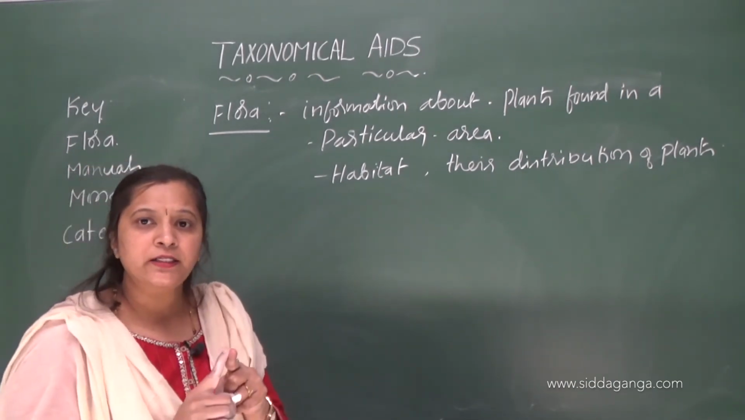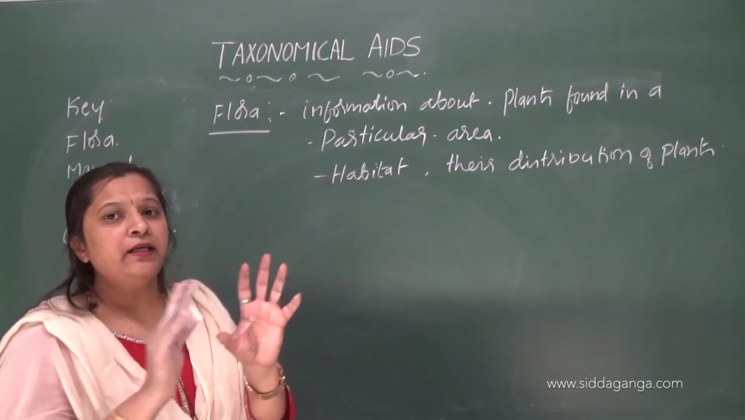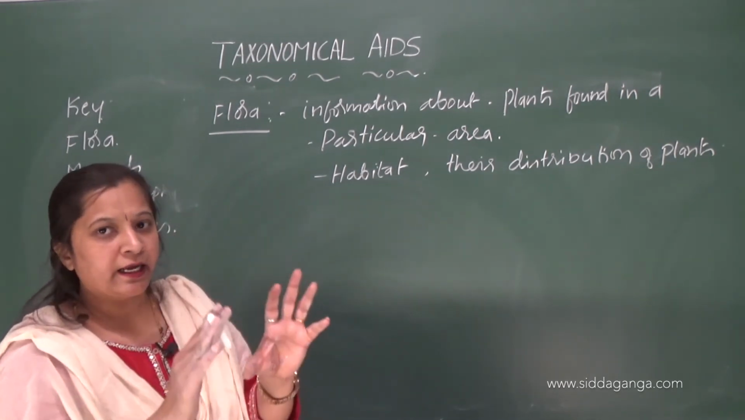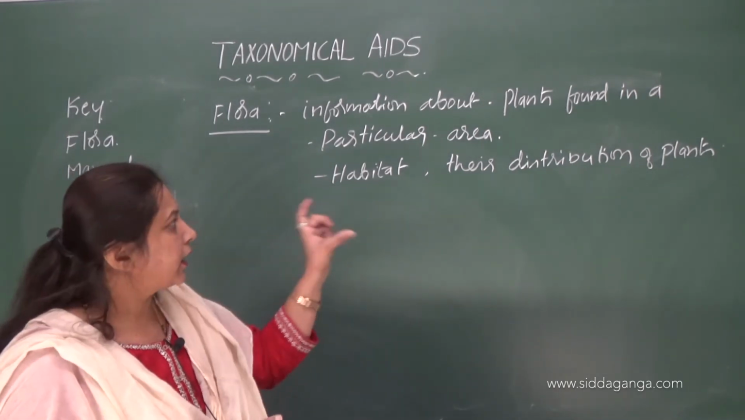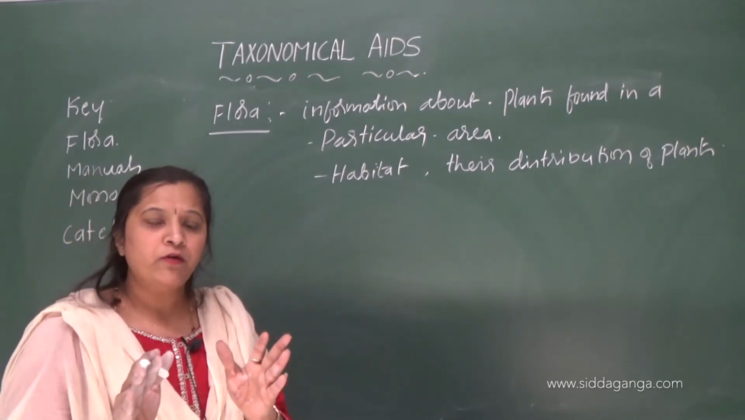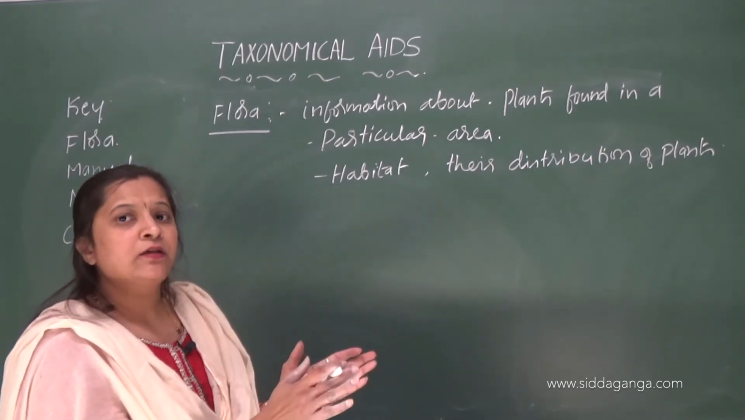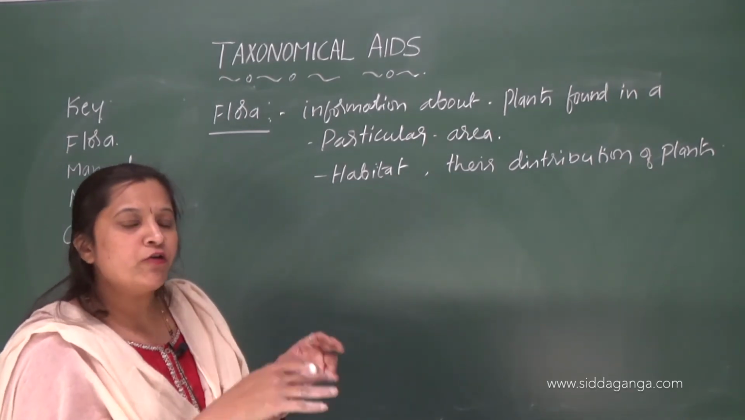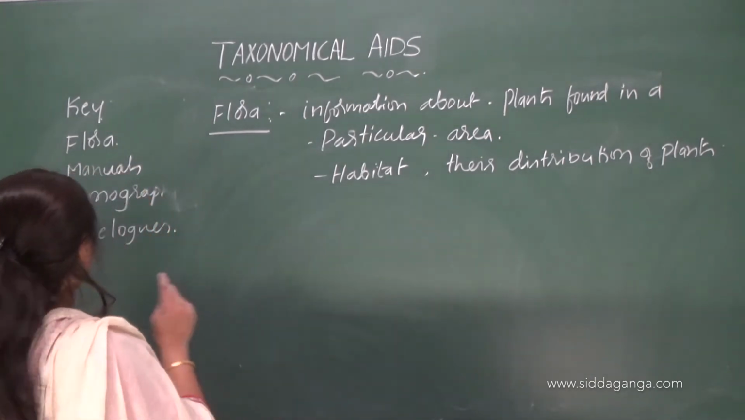So what does a flora contain actually? It is also a taxonomical aid. It is like a book, and it contains information about the plants which are found in a particular area. Actually it provides an index of plant species which are found in a particular area. So that is what a flora is. And manuals.